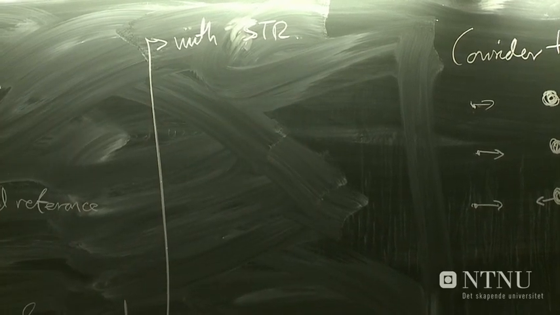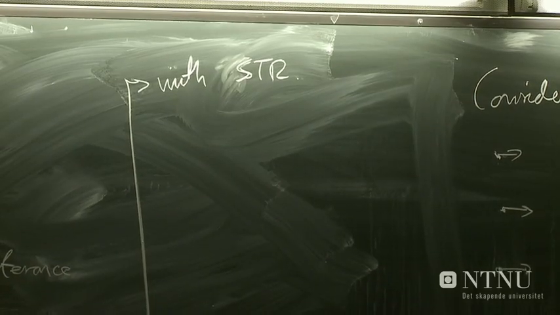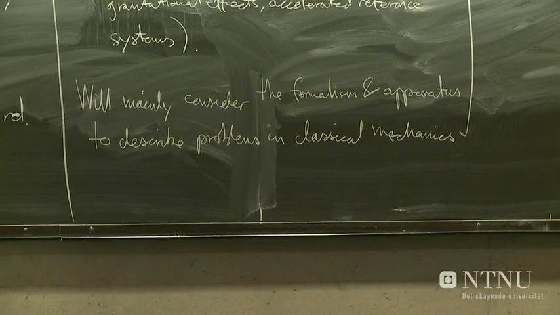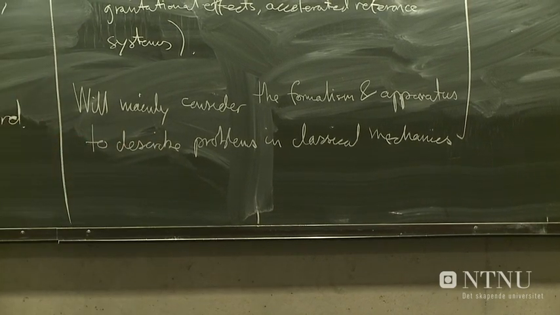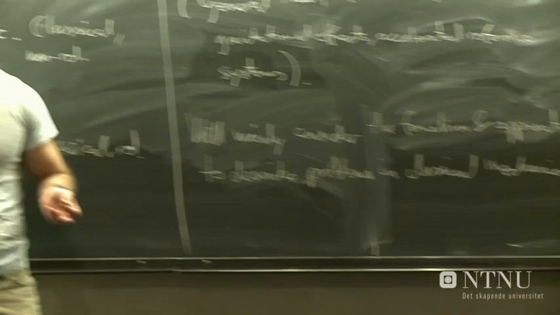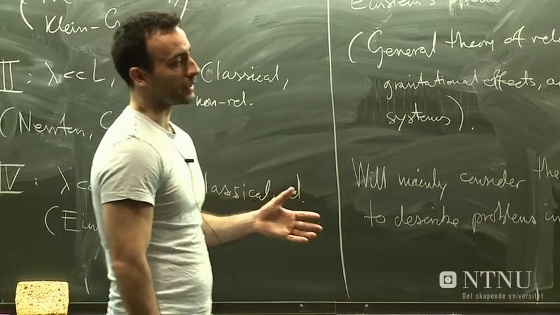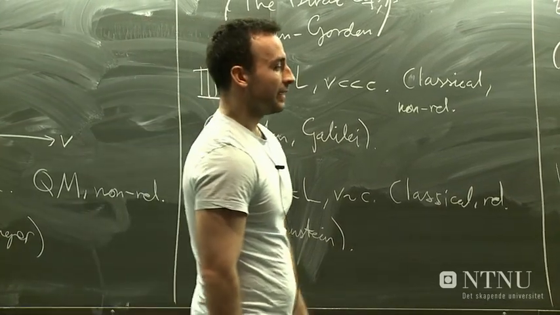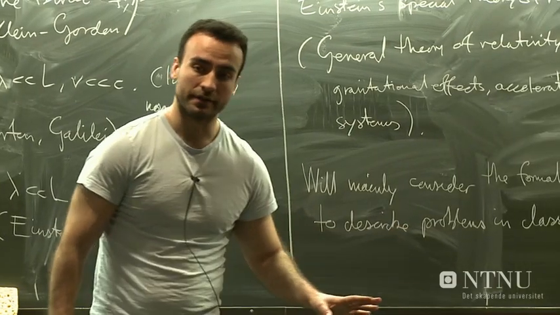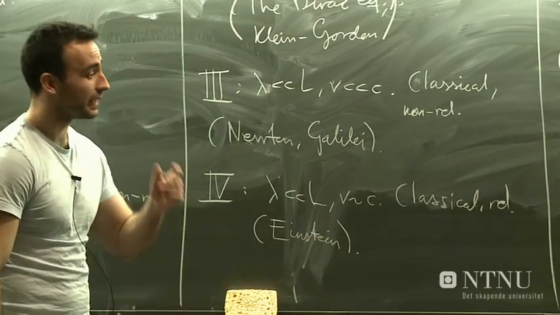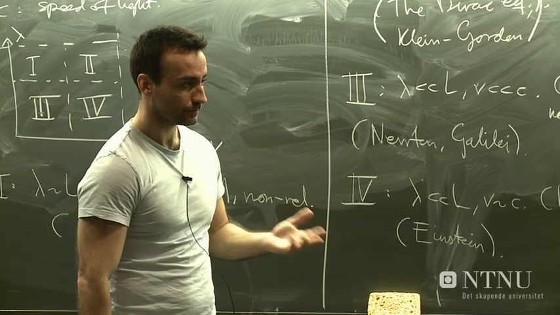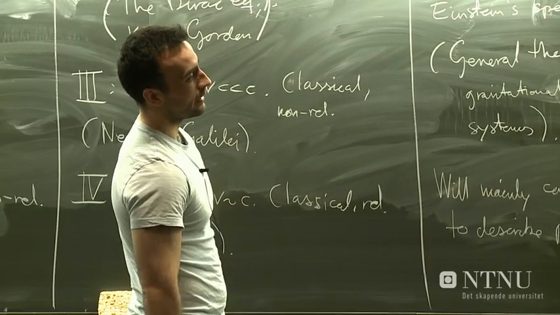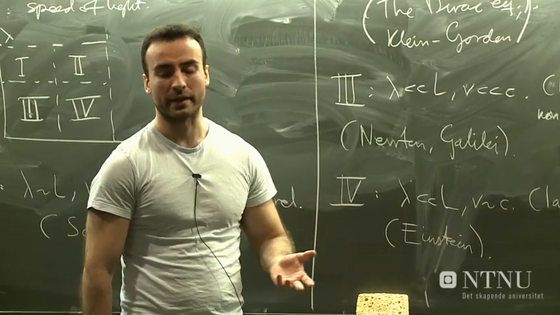STR is the special theory of relativity. So we'll mainly concern ourselves with introducing a formalism and an apparatus in order to describe problems in classical mechanics via this special theory of relativity, namely in the regime where the velocities at hand are comparable to the speed of light. And this is, of course, just a part of the special theory of relativity. There are a lot of other interesting effects, such as apparent paradoxes and the experiments done in this field, but we'll not go into that in any particular detail.